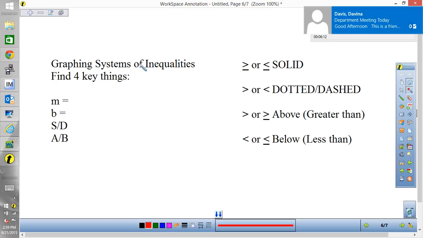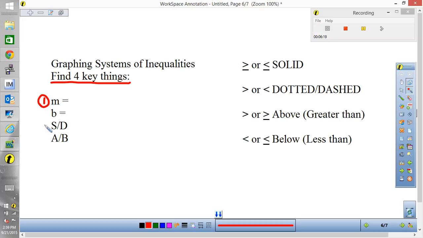When you're graphing systems of inequalities, there are 4 key things that you need to find. The first is to find the slope. The second is to find the y-intercept. The third is to determine if it is solid or dotted or dashed. And the fourth step is to determine if you're shading above or below.